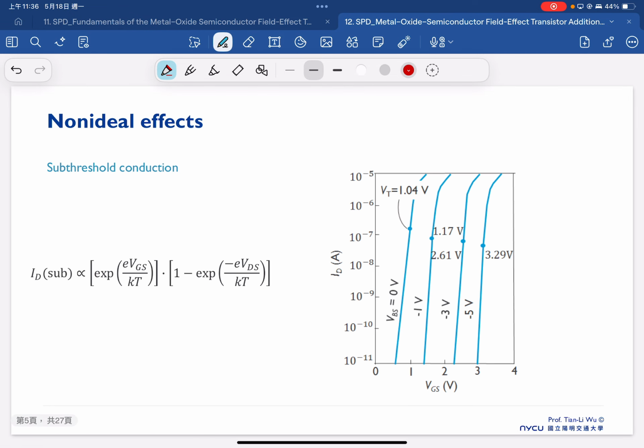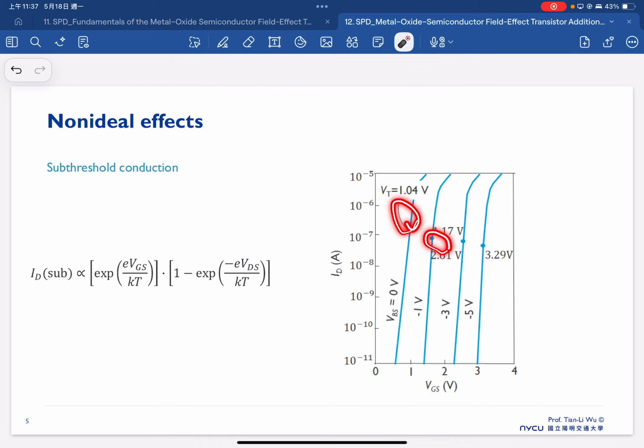So here's some of the experimental result. You can see that below the threshold voltage, this is the threshold voltage, around 1 volt. Below the threshold voltage, we can still see the current here. Although it's not that large, at least a certain amount of current still exists below the threshold voltage.